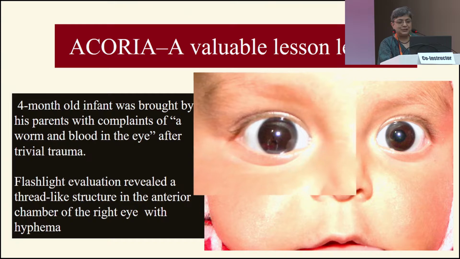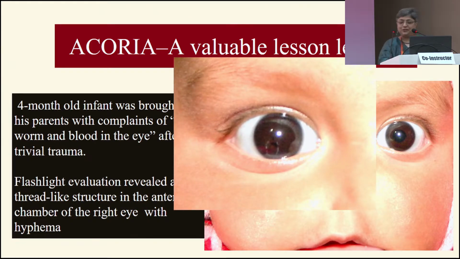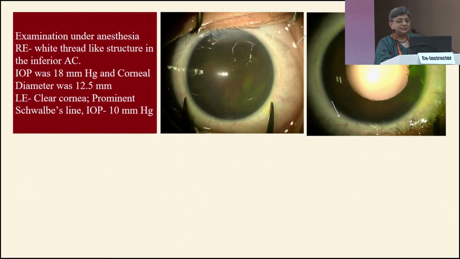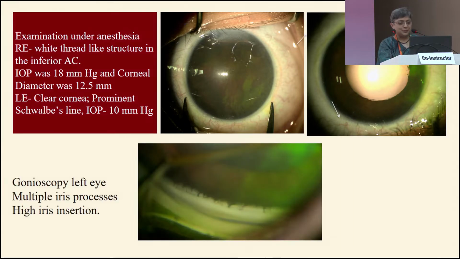So we did the UBM. This is what it looked like. You can see the hyphema, you can see that little worm-like structure. And this is under the microscope, the corneal diameter was all right, 12.5. The pressures were a little high, 18 in one eye, and the other eye showed multiple strands actually. So it's the phenotyping which is important.